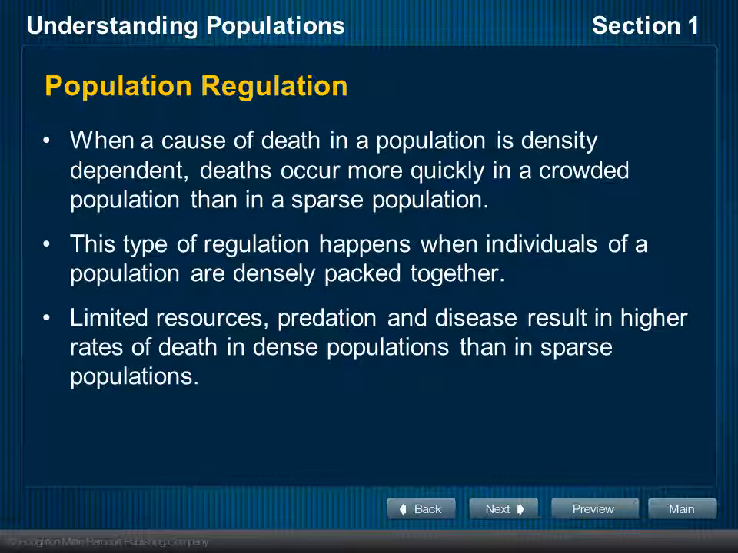The disease one, think about what happens here at FUMA. Right? Disease is always density dependent. You've got 400 guys all living in the barracks. If somebody gets the flu, everybody gets the flu. Okay? That's kind of what we're talking about here.